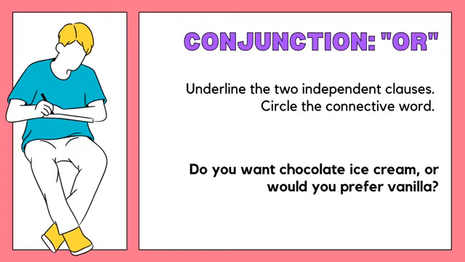Coordinating conjunction or. Do you want chocolate or would you prefer vanilla? We use the coordinating conjunction or to show variety. So here the listener is expected to pick one option. So we use it to put two options in a compound sentence. Do you want chocolate ice cream? That is one. Would you prefer vanilla? That is two. Joined together by the coordinating conjunction or, where the listener is expected to pick a particular choice.